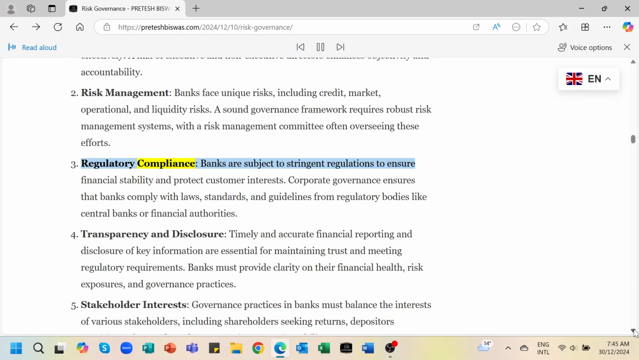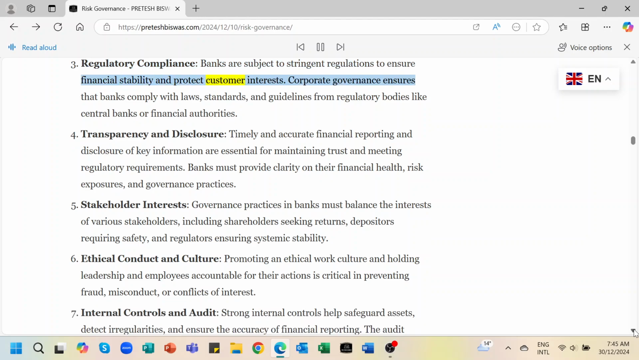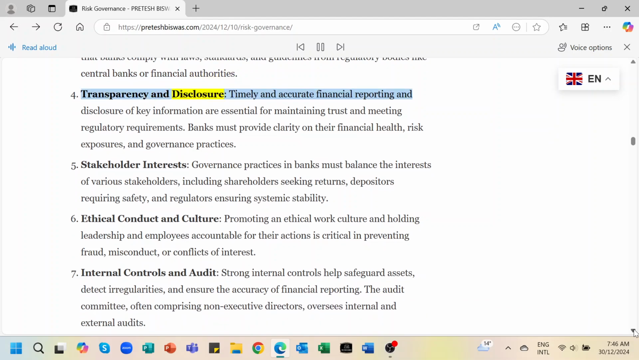Regulatory compliance. Banks are subject to stringent regulations to ensure financial stability and protect customer interests. Corporate governance ensures that banks comply with laws, standards, and guidelines from regulatory bodies like central banks or financial authorities. Transparency and disclosure. Timely and accurate financial reporting and disclosure of key information are essential for maintaining trust and meeting regulatory requirements. Banks must provide clarity on their financial health, risk exposures, and governance practices.